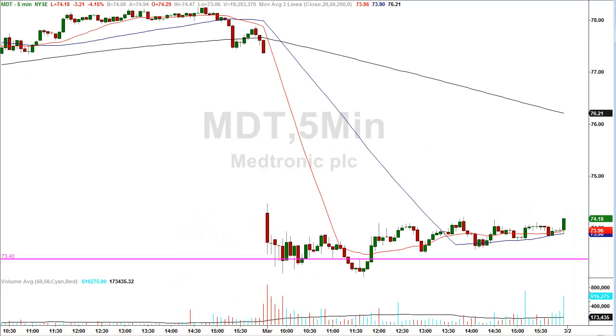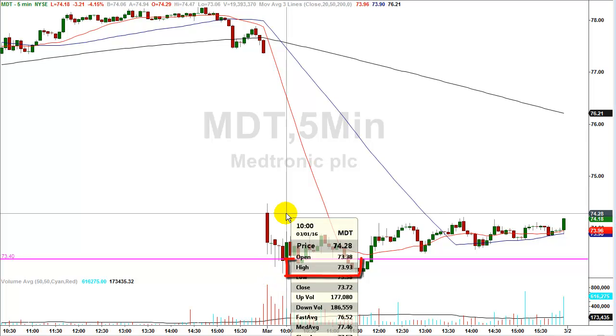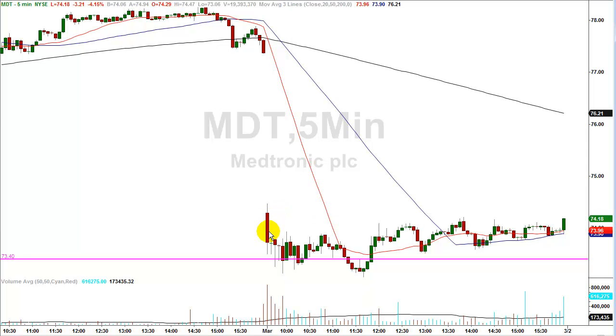Now if we go back to Medtronic, you can see the high was made here of 73.93 on the 5-minute candle of the day, so a half hour into the trading day. We took the trade about 15 minutes in, and we were out about 15 minutes after that at 73.93, which represents a 53-cent gain. Our recommended profit target from the email you just saw was between 40 and 50 cents. So you could have got 40, 45, 50 cents.